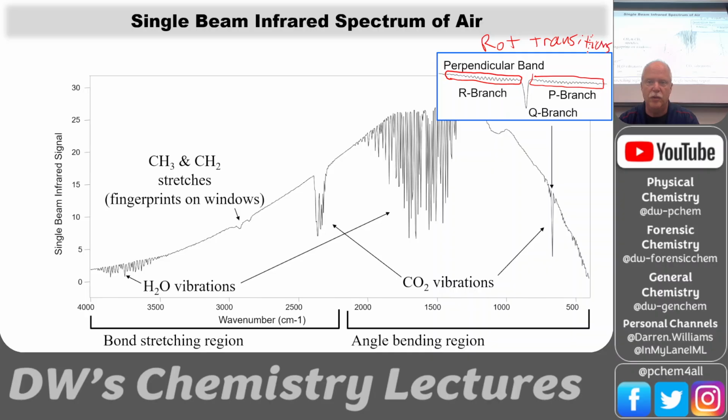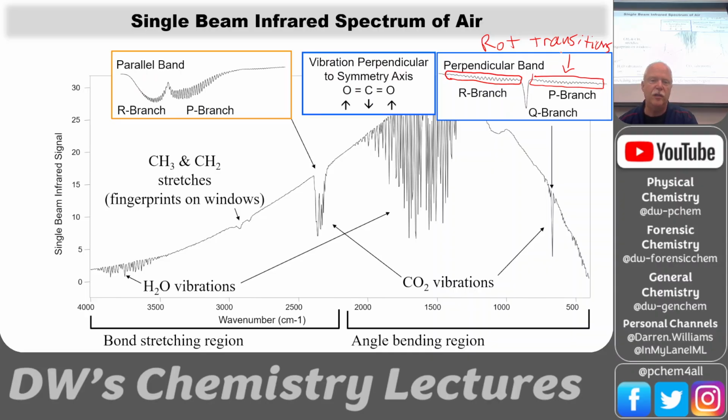So I put rotational transitions. That's what those little guys are. And then if we zoom over here to the parallel stretch, this is the one with the Q branch is a perpendicular band because the motion is perpendicular to the symmetry axis, and in the parallel band, the motion is parallel to the symmetry axis. And if it's parallel, it doesn't have a Q branch.